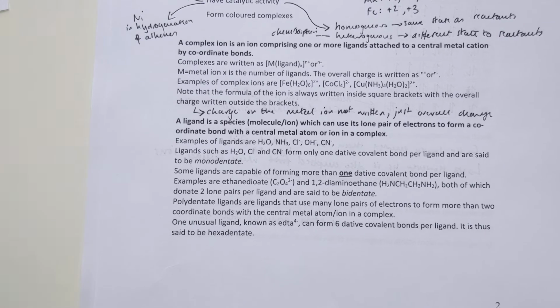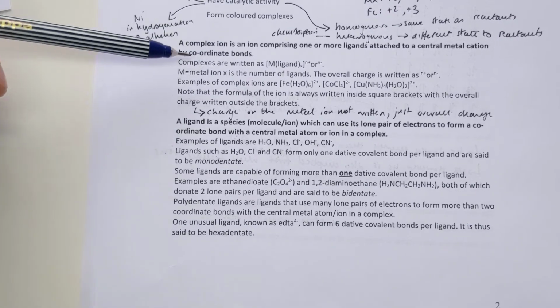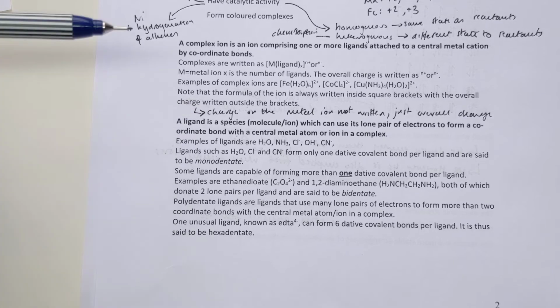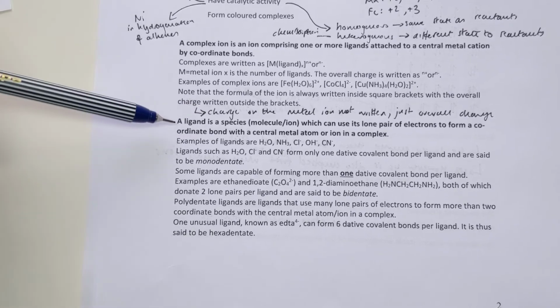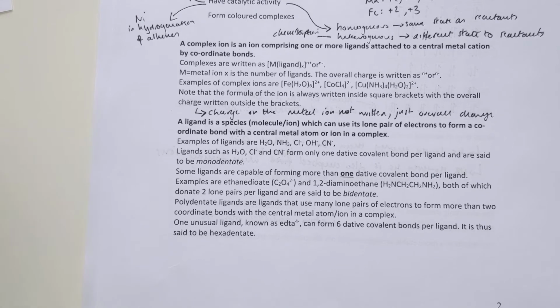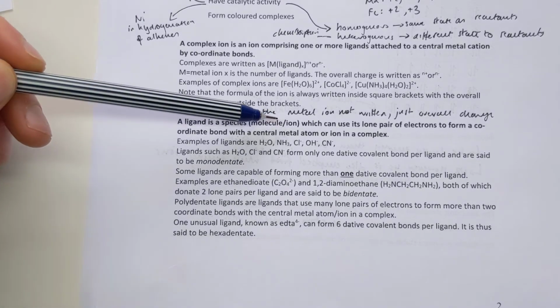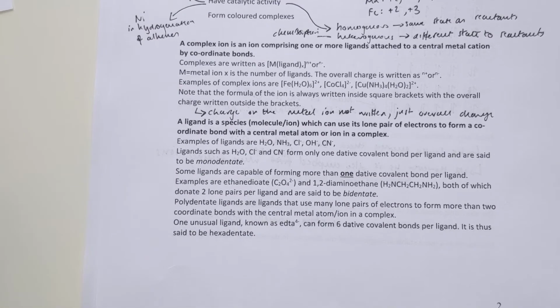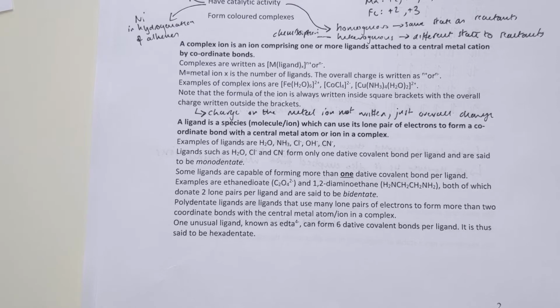So having looked at the basics of what a complex is, let's hone in a wee bit more in terms of what ligands can attach to metal ions to form complexes. We've got a little definition here to start with. A ligand is a species. It can be a molecule or an ion. It can be neutral or negatively charged, in other words, that can use its lone pair of electrons to form a coordinate bond with a central metal atom or ion in a complex.